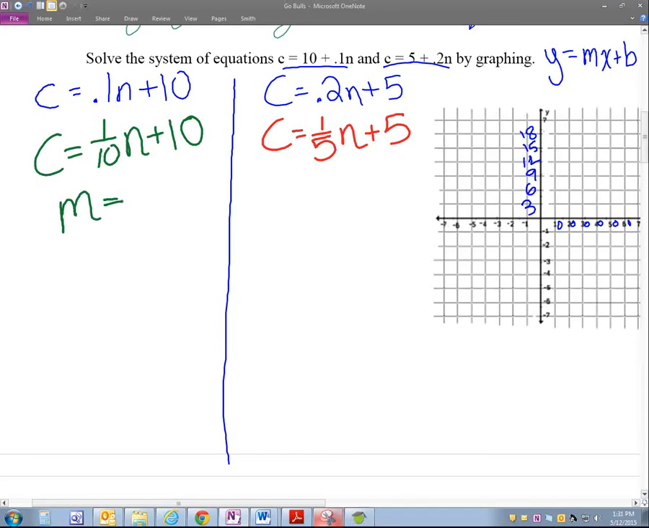Schelling, what is it? Well, you're looking at it. It's right here. Which of these is the slope? Is it the C equals? Is it the C? Is it the equal sign? Is it the 1/10? Is it the N? Is it the plus 10?